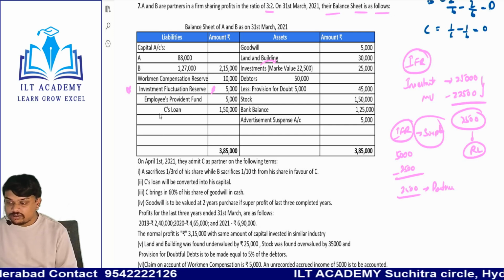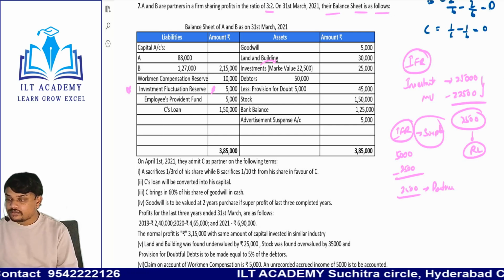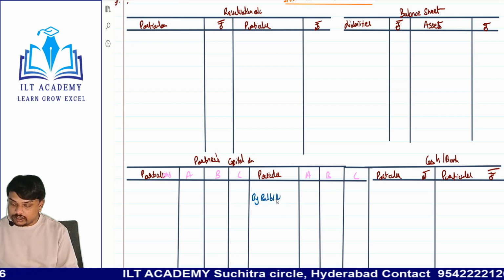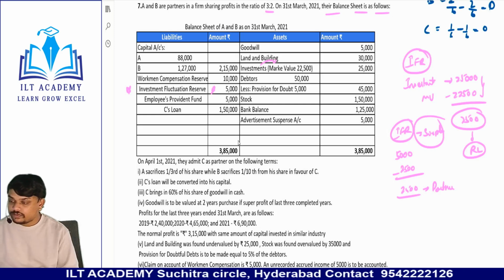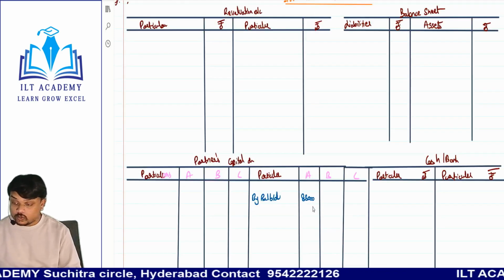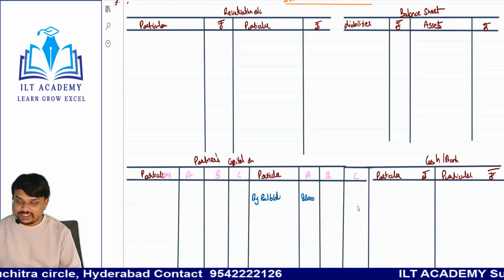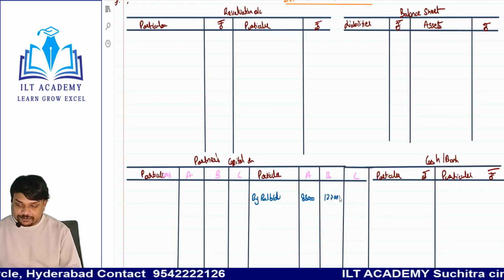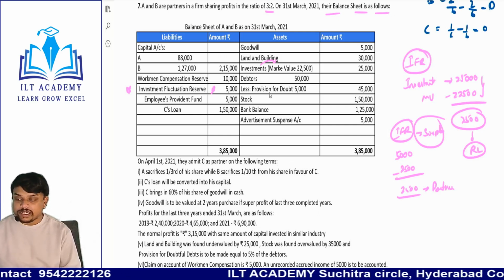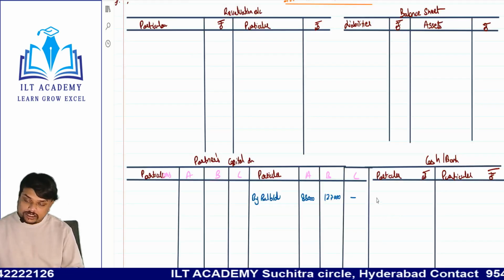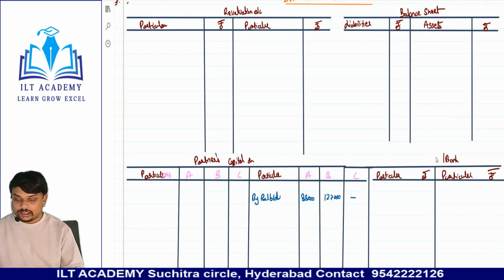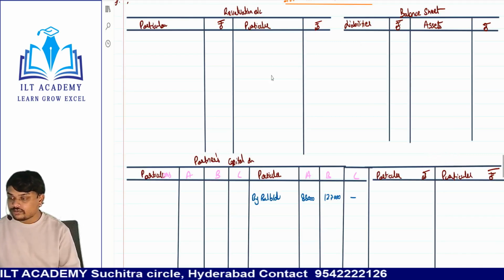Let us note down. First what we'll do, as usual, we'll record our capital account balance by balance brought. A and B are having 88,000 and next 1,27,000. A and B are having capital balances of 88,000, 1,27,000. Cash balance we are having how much? 1,25,000. Only bank, we don't have any cash, so you can ignore cash and just write bank.